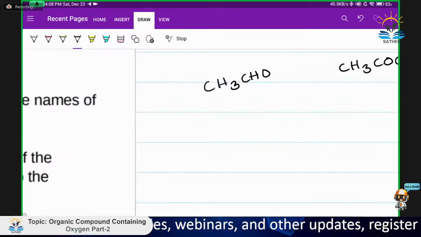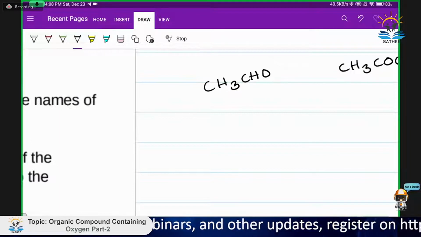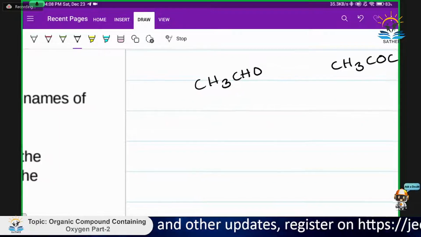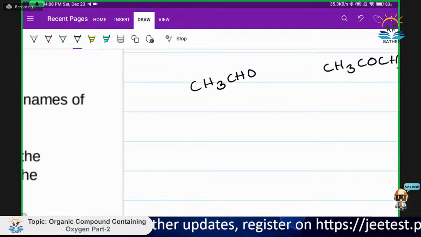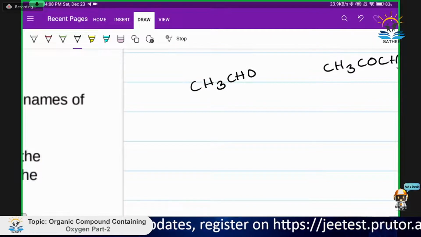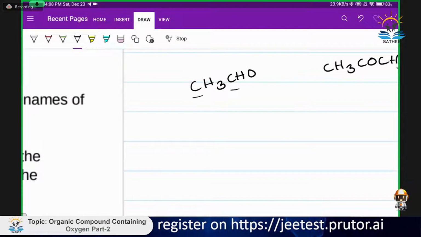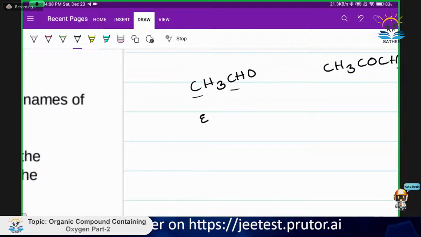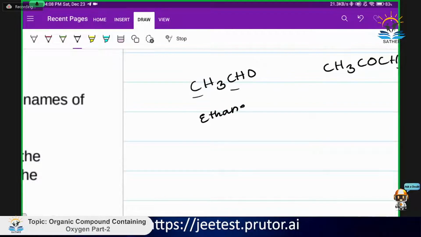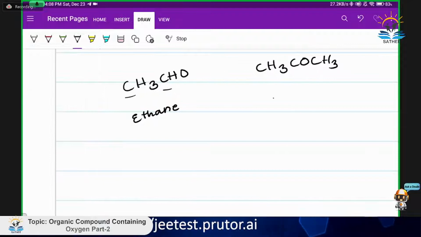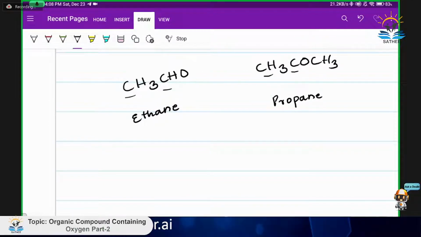So we first simply take the longest carbon chain and write the name considering there is no carbonyl group. So this is a two carbon chain, so it will be ethane, right? And this will be propane because there are three carbons. And we remove the ending E from the name.